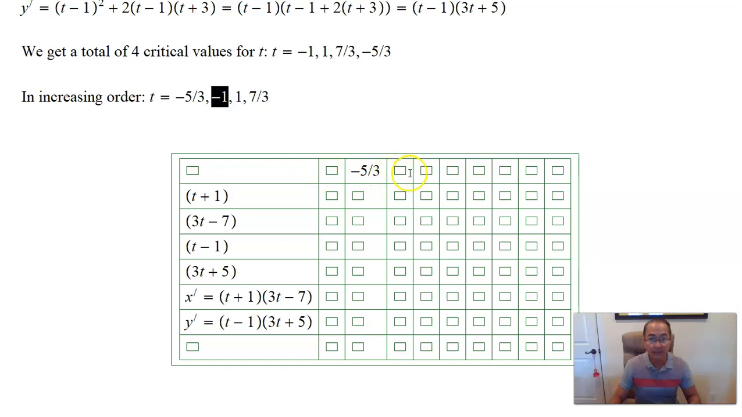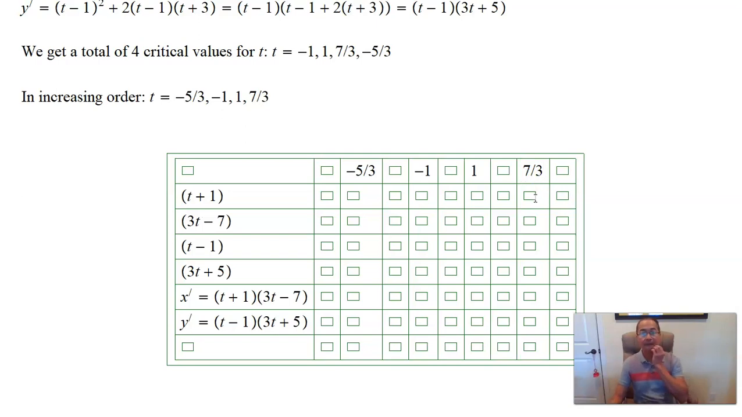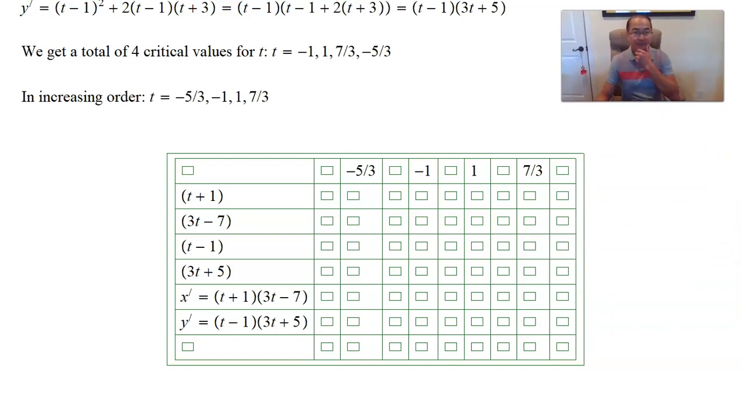And then leave a space. Next number is minus 1. Leave a space. Next number is positive 1. Leave a space. Last number is 7/3. And notice, I did count this earlier. And so I have also a blank column to the right of 7/3.